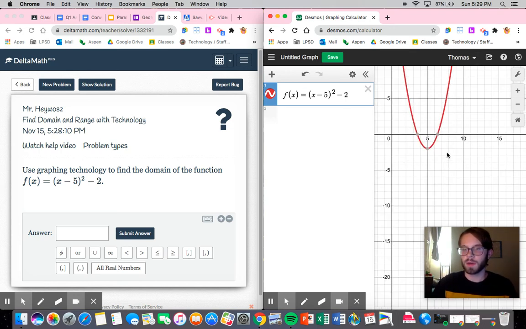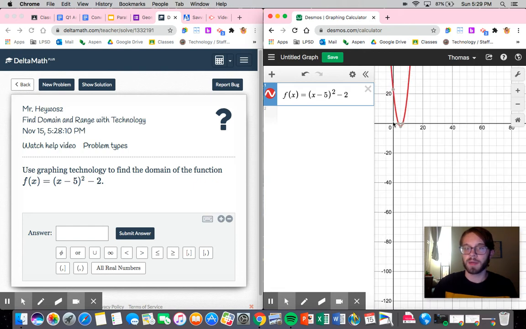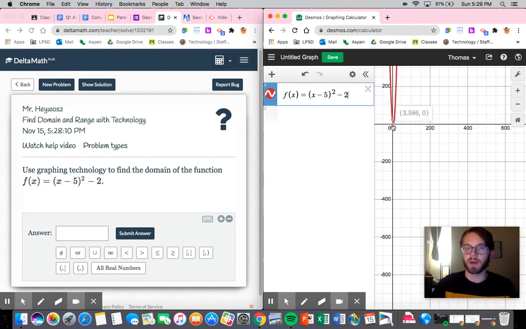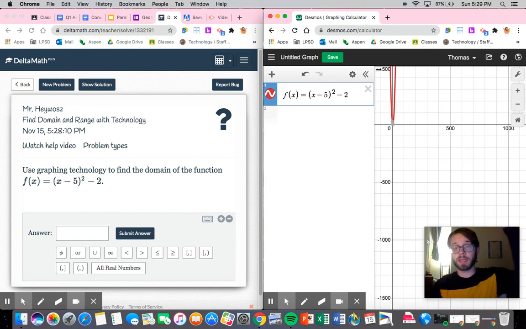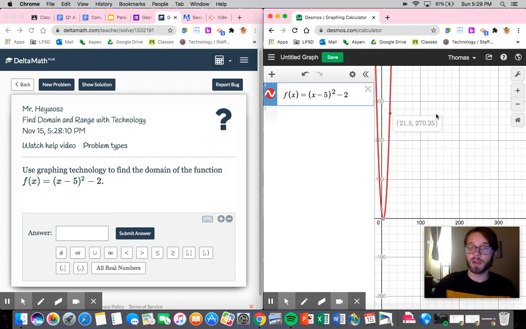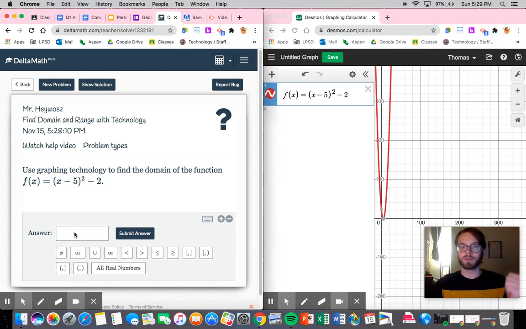Let's see what's going on here with our domain. We're looking for the domain. So how far left am I going? I keep zooming out. You will see it is going very quickly up. However, because there's no ending point, it is going to continue on forever to the left. On the other side, it's going to continue on forever in that direction too. So it's going on forever on both sides in terms of x, even though it doesn't necessarily look like it.